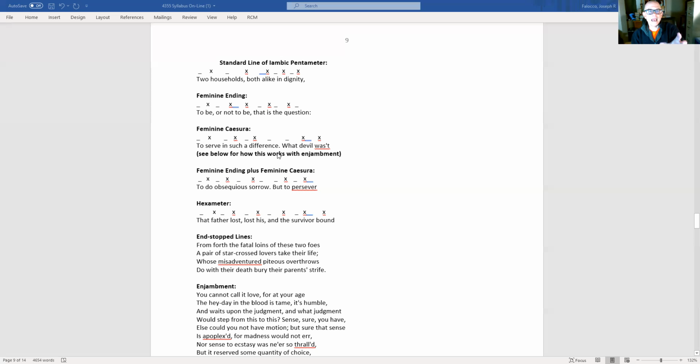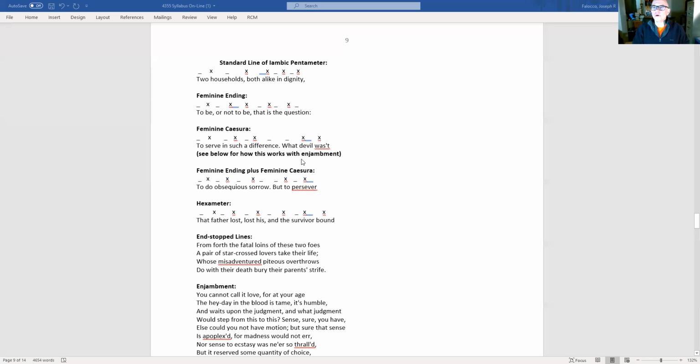So after that internal punctuation, the first syllable is unstressed. We go back to the iambic pattern: "To serve in such a difference, what devil was." It's important to understand whether the line is a feminine ending or a feminine caesura, because if it were a feminine ending, we would read, "to serve in such a difference, what devil was." You hear I'm putting the stress on the wrong syllable? It kind of sounds like the voice machine of the late Stephen Hawking. That's what happens when you misscan the lines.